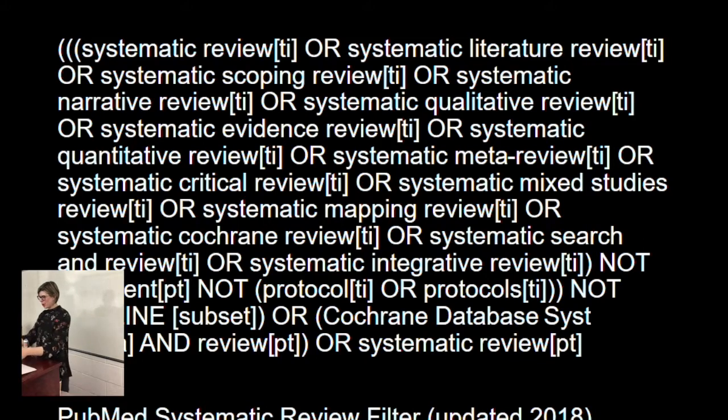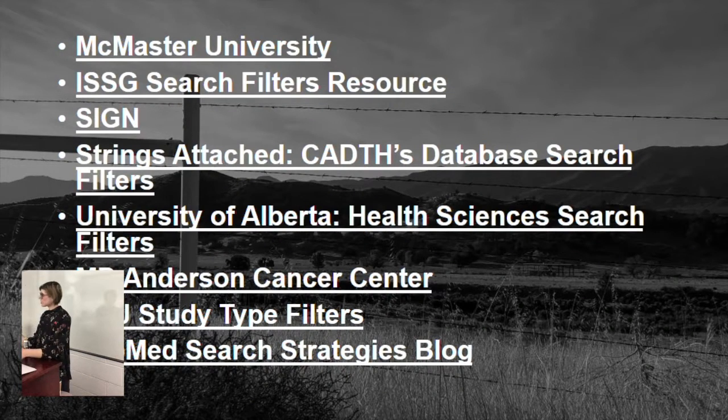Well, depending on what your topic and your question is, you may find a useful filter from one of these sites. These seem to be the main ones that keep coming up whenever I go look for them. You can also Google a piece of your question and the word search filter or search hedge, and see what comes back, because you'll probably find a bunch of library websites with subject guides that have posted things, or you may find articles that have been published talking about validating particular search filters on a particular topic.